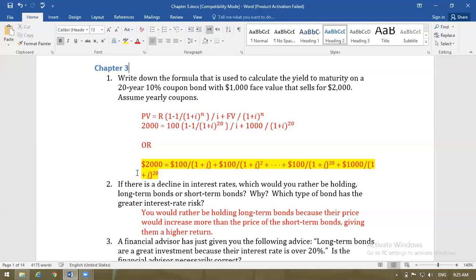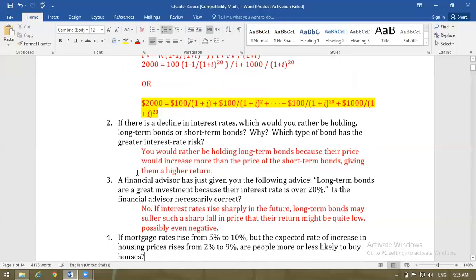Raised to power n, which is given as 20 years, and divided by I, not given, no change, plus the future value of this bond. Future value or face value means the value of a bond, which in this case is 1000. So 1000 divided by 1 plus I raised to power 20. This is the answer to question one.